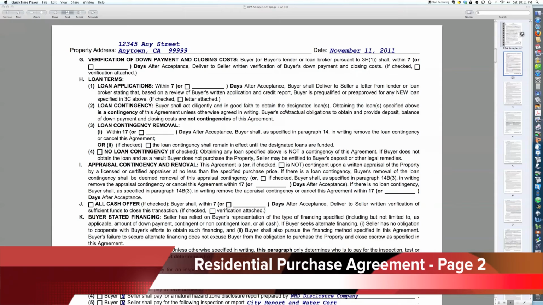H2 indicates that the buyer is going to act diligently and in good faith to obtain the designated loans, and that obtaining the loans is a contingency of this agreement unless otherwise agreed in writing. What it means to act diligently is to turn in the paperwork and other things that are requested by the mortgage broker in order to complete the loan.